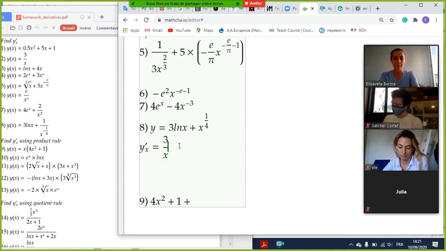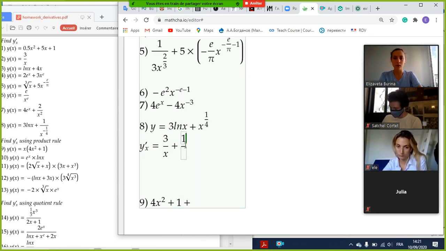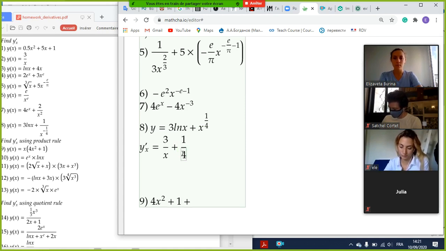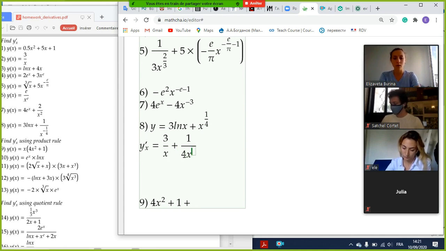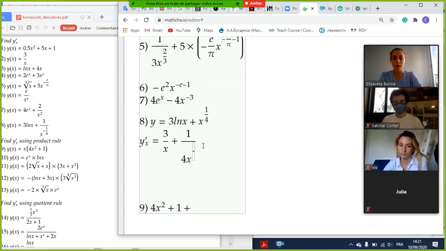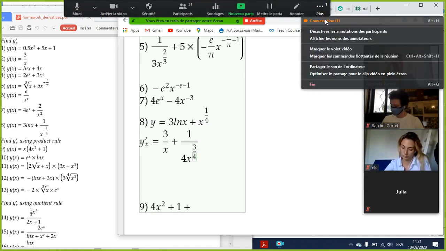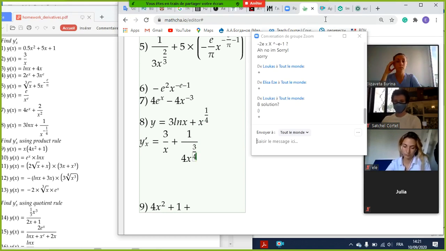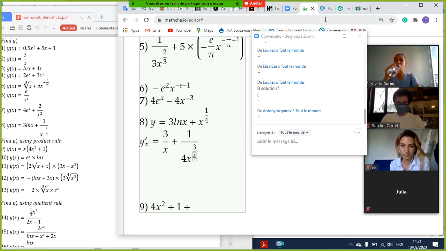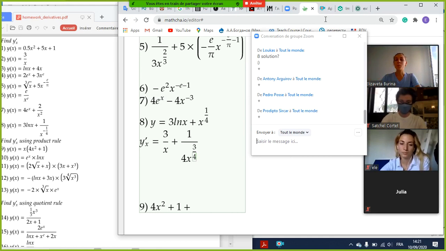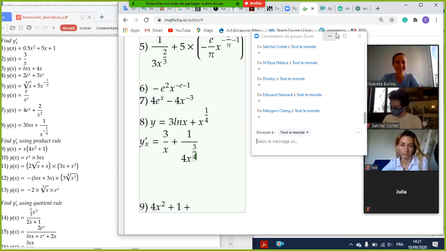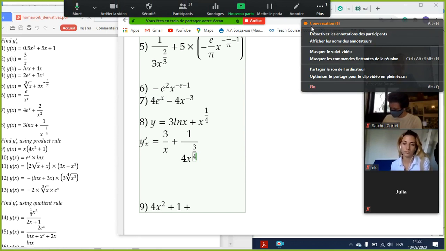And then plus 1/4 x to the power of, well, let's write it here, the x with a positive power, 3/4. That's good? Everybody agrees? Okay. Great.